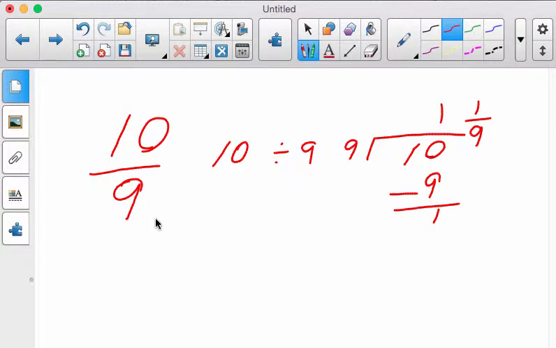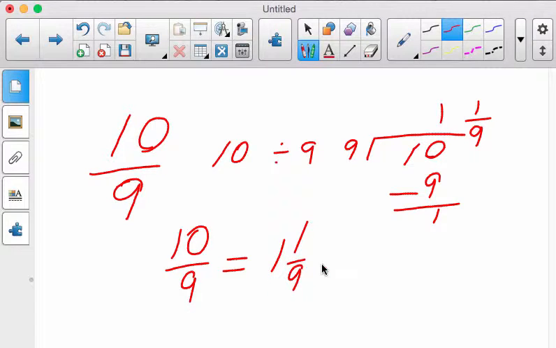And I know that 10 ninths, let me rewrite it, 10 ninths is the same as saying 1 and 1 ninth. This is what we call a mixed fraction. It's mixed because it has a whole number and a fraction. Mixed fraction. Alrighty? So that's something fancy and awesome we can do with an improper fraction.